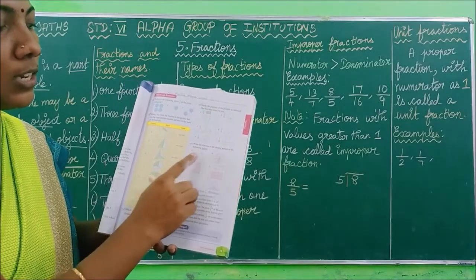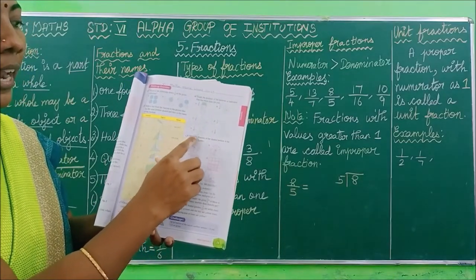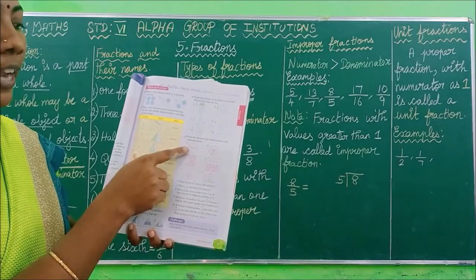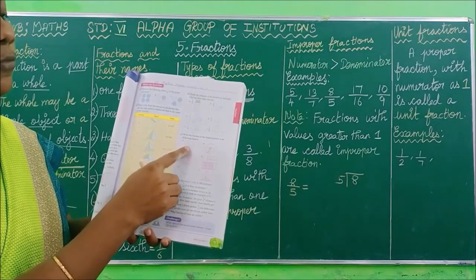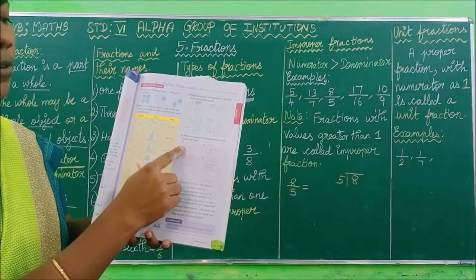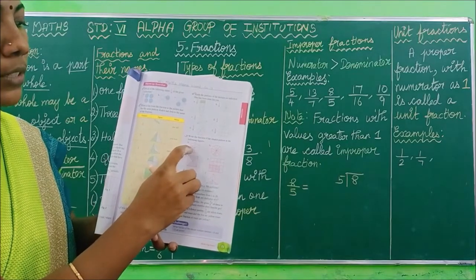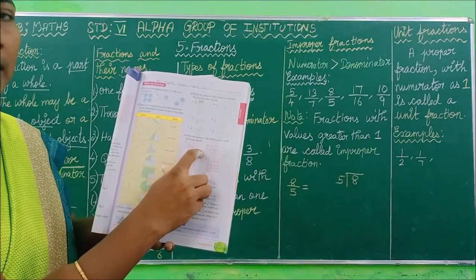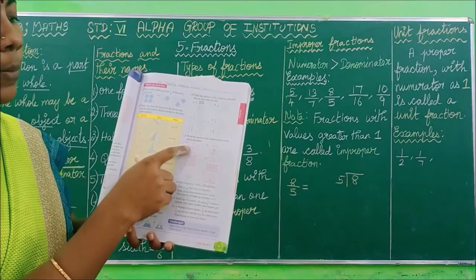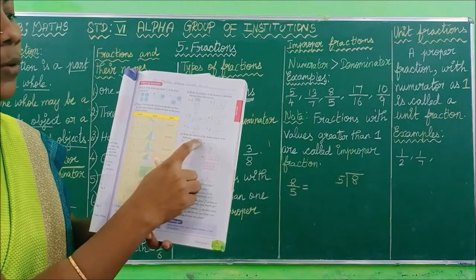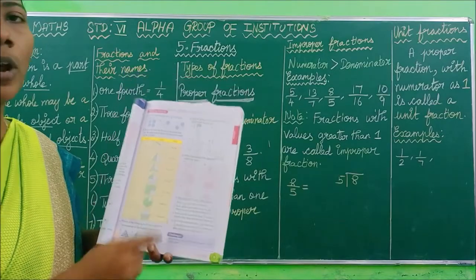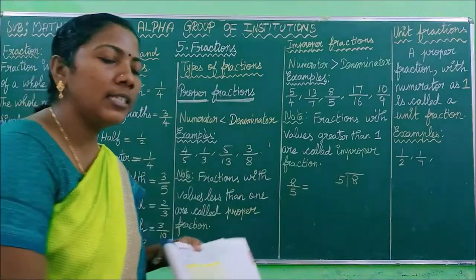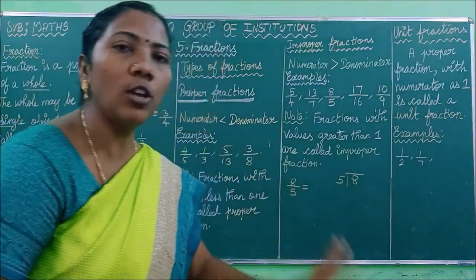Do you understand, children? See the fifth sum. Write the fraction. You have to write the fraction for this. First you have to count how many parts are in the given figure. Count the parts: 1, 2, 3, 4, 5, 6. So write the 6 as the denominator. And how many parts are shaded? 1. So write the 1 as the numerator. So your answer is 1 by 6. I hope you are understanding this sum, and do these sums in your book itself.